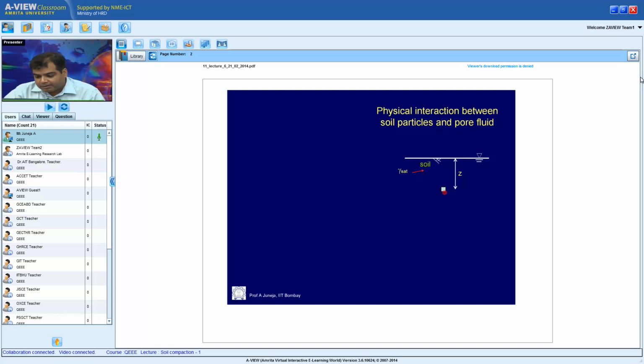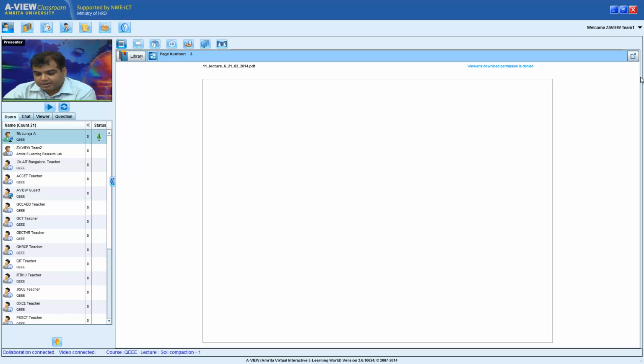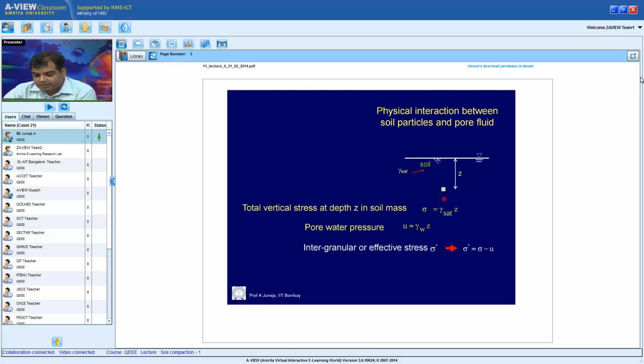If you look at an element at depth z, as shown over here, and I say the unit weight of the soil is gamma saturated, because we assume that below the water table all the voids are filled with water. So we take gamma saturated. Following this analogy, what is the total overburden at this level? We call this the total vertical stress at depth z.